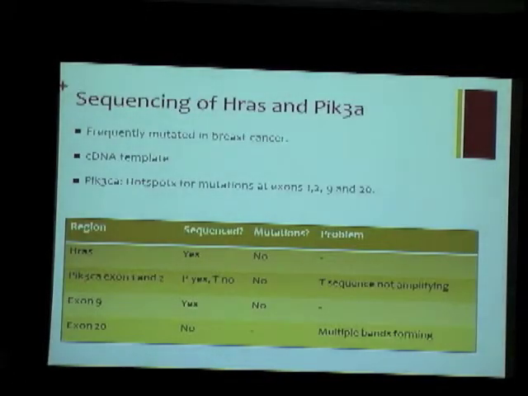What did we find? We found that Hras does not have any mutation. Exon 9 of PI3K-AKT does not have any mutation in both P and T cells. When I say they don't have any mutation, they are compared to the normal BALB/c sequence. And we could not complete the sequencing. Exon 20, we found multiple bands were forming on our gel. We don't really know why. We probably have to redesign the primers or use different conditions.